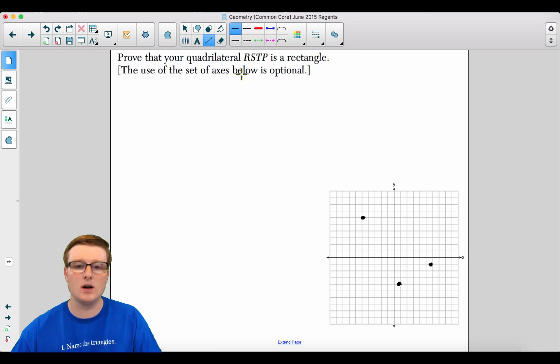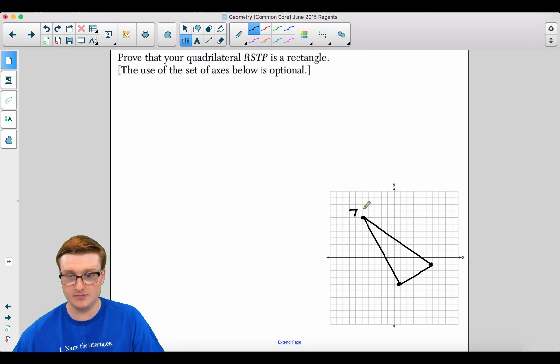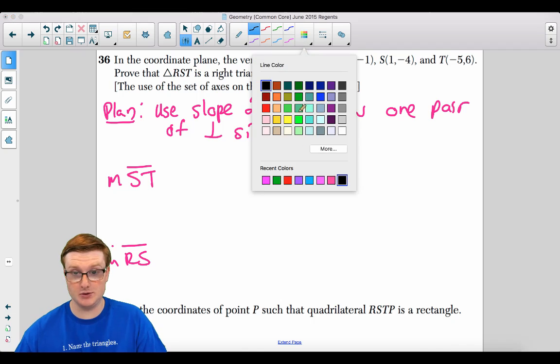Okay, so this is my triangle. And as you could kind of look at it right now and see that it is perpendicular. So I'm going to calculate the slope of TS and SR and prove that they are negative reciprocal slopes.